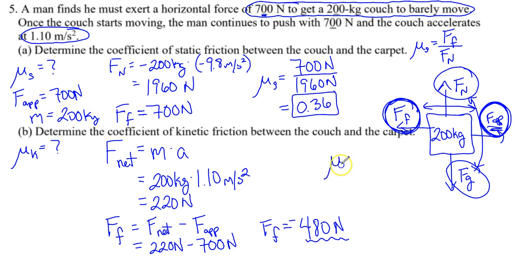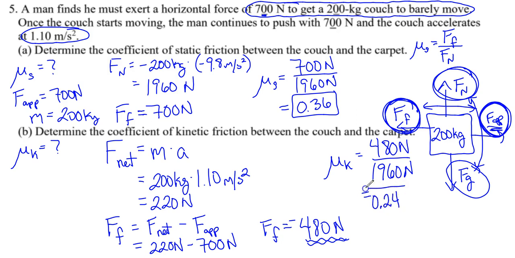So to figure out the coefficient of kinetic friction, we take that magnitude of the force of friction, 480 newtons, and divide that by our normal force. Remember, our normal force hasn't changed. It's still the 1,960 newtons that we found in the first one. So 480 divided by 1,960 is 0.24. So our coefficient of kinetic friction is 0.24.